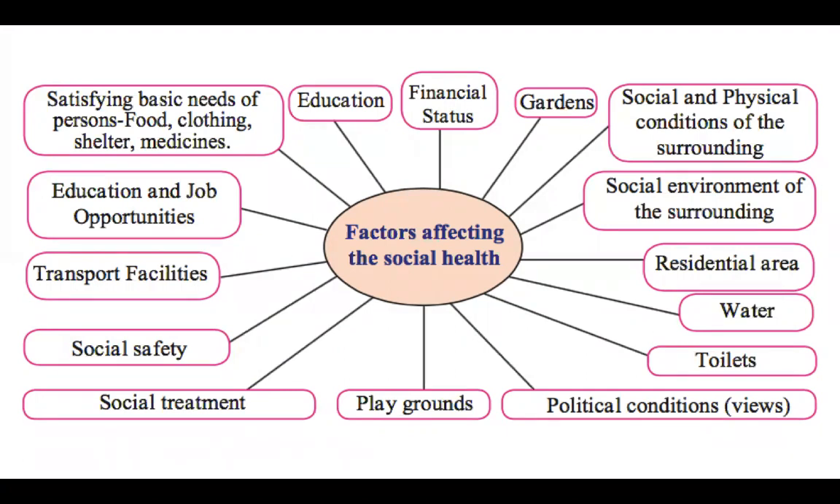The kind of education and job opportunities, and hence the kind of salaries we have, in turn affect the kind of food, clothing, shelter, and medicines we can offer our families. And this is a whole vicious circle, and therefore the circle affects our very own health.